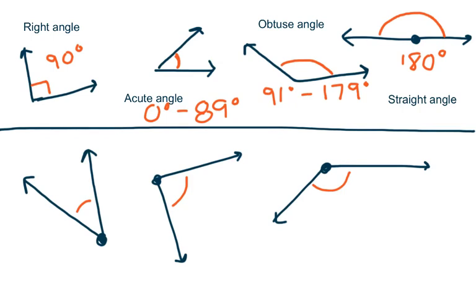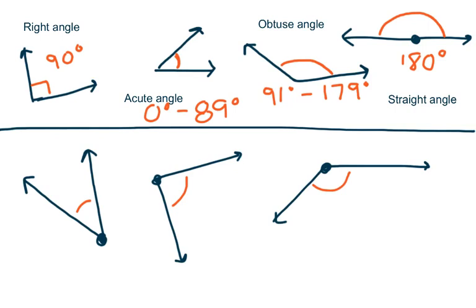Now I've drawn 3 angles on your screen. I want you to think about which one each represents. We have right angles, acute angles, obtuse angles, and straight angles. Go ahead and match one of those names to each of your 3 triangles. Pause your video and press play when you're ready to check.